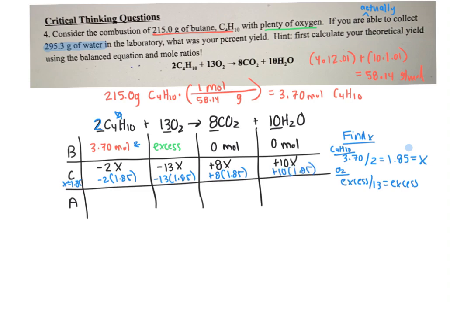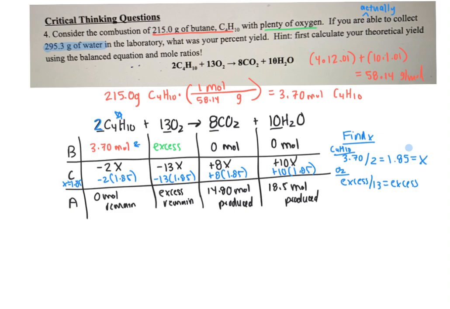And now we can solve. So 3.7 minus 2 times 1.85 gives me 0 moles remaining. Excess minus 13 times 1.85 is still going to be excess. 0 plus 8 times 1.85 gives me 14.80 moles produced. And for water, we got 0 plus 10 times 1.85, so that's 18.5 moles produced.